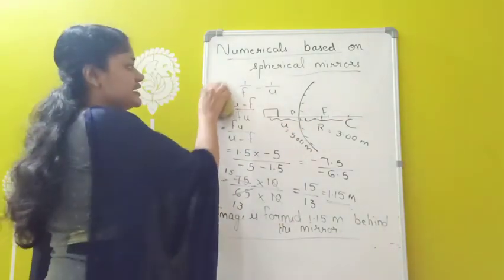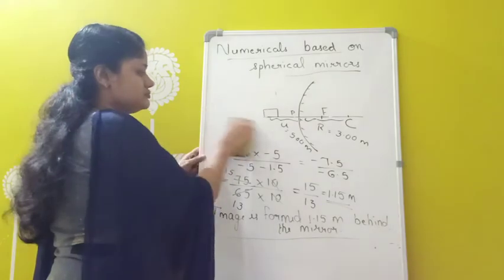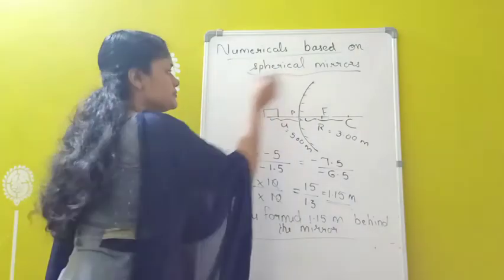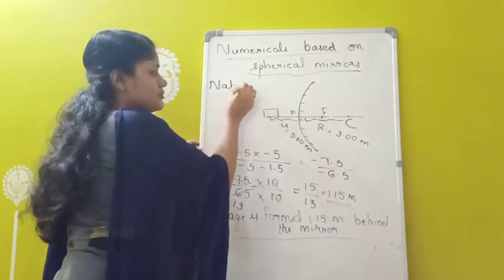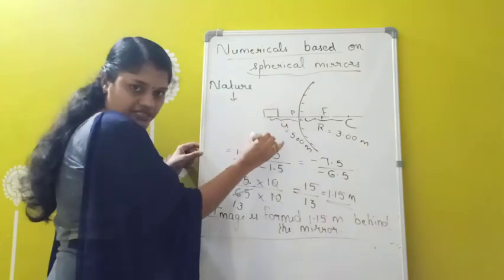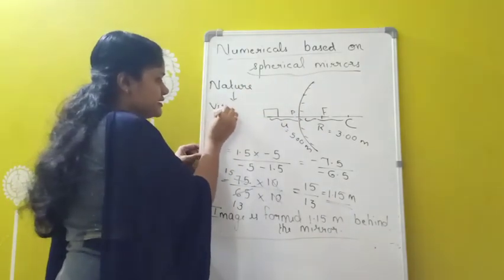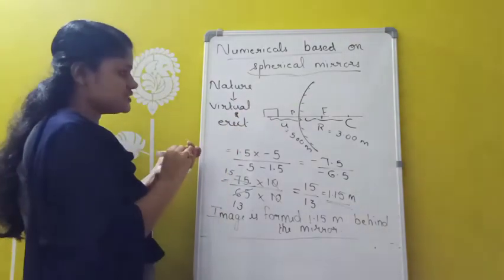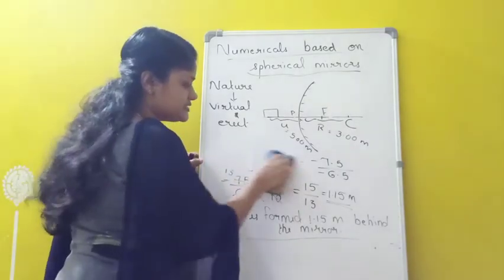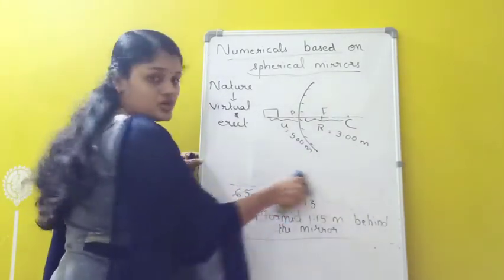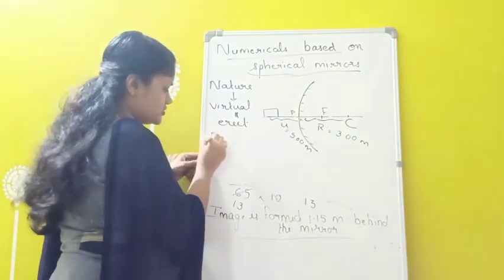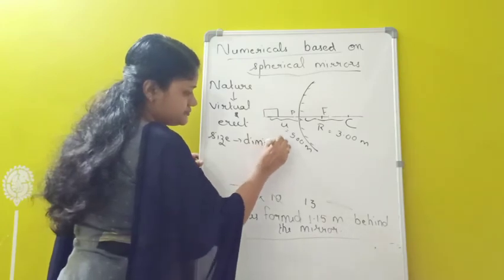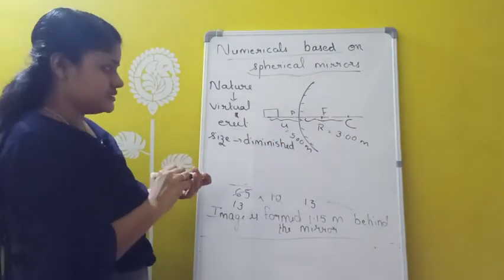Now we need what is the nature of the image. So nature of the image is, since it is a convex mirror, always we have the nature as virtual and erect. So nature of the image is virtual and erect. And what about size of the image? Size is diminished. Size of the image is always diminished in the case of which mirror? Convex mirror. So size is diminished. Okay. So this is the answer for the first one.